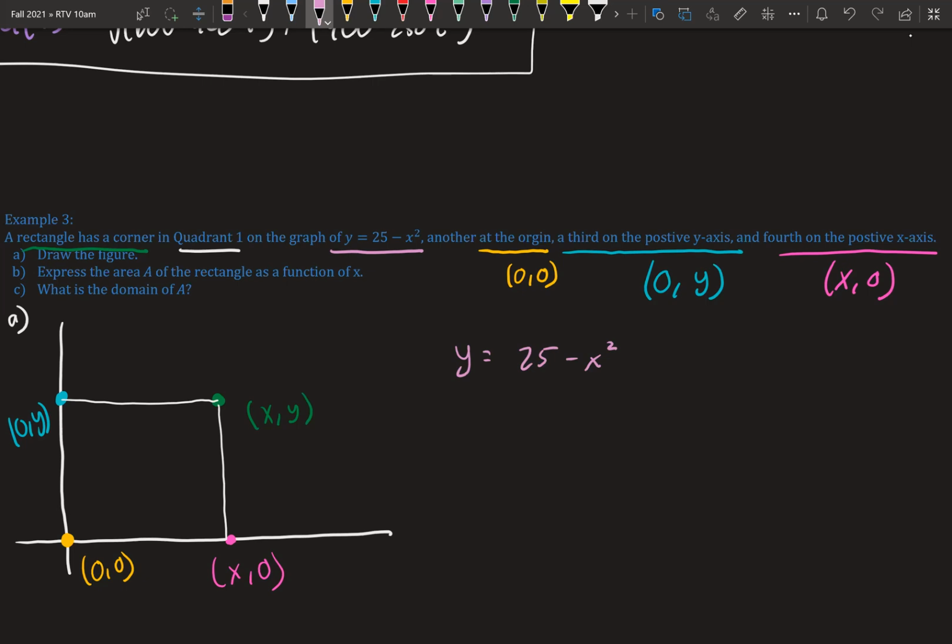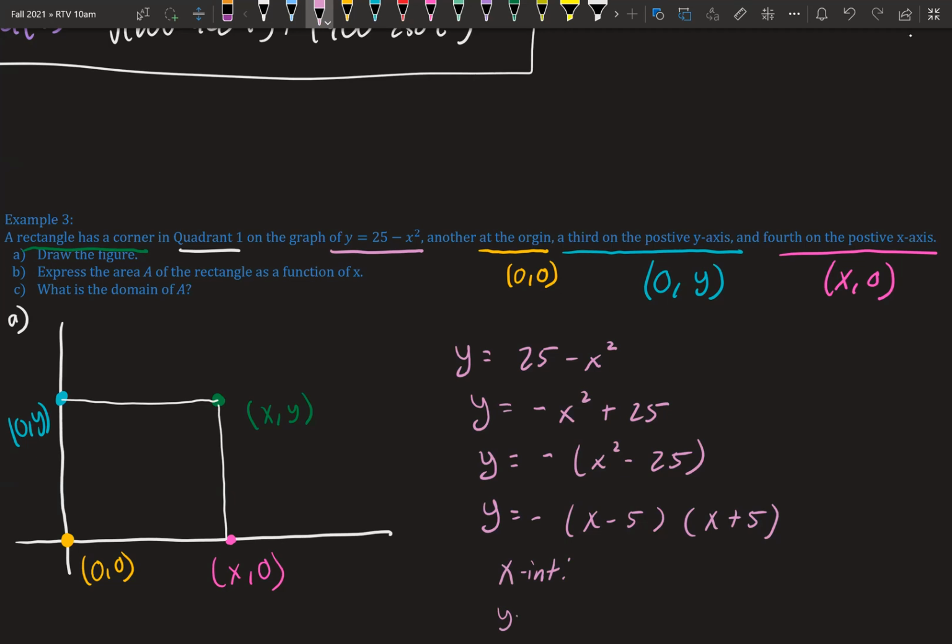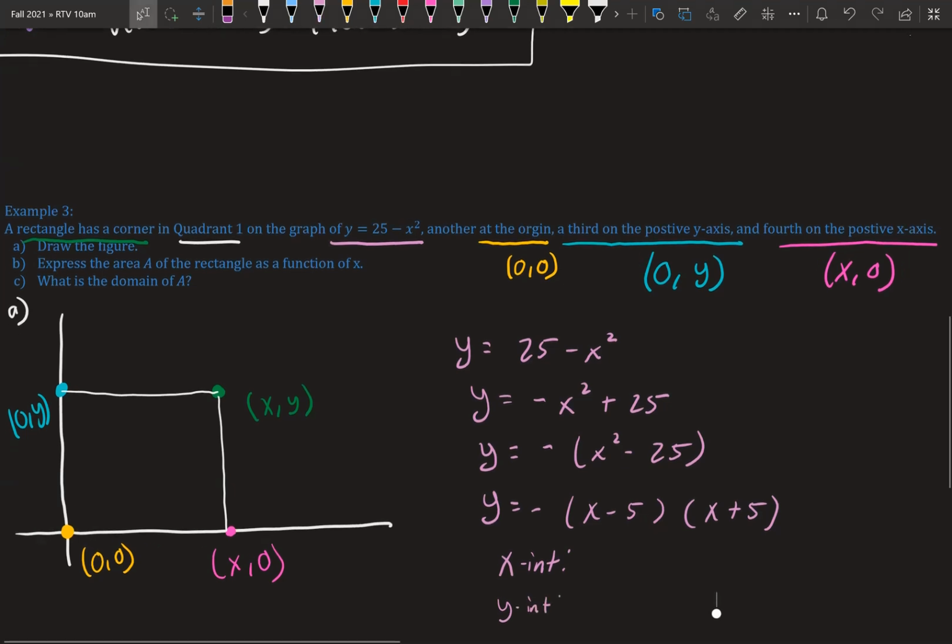So first things first, let's rewrite this. We like x squared first. We're not allowed to have negative x squared, so we take it out. We're left with negative times x squared minus 25. We can factor this because it's a difference of squares. So we actually can graph this because we have an x-intercept and a y-intercept. We don't need the vertex here.